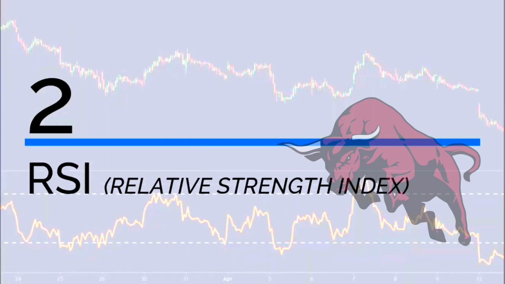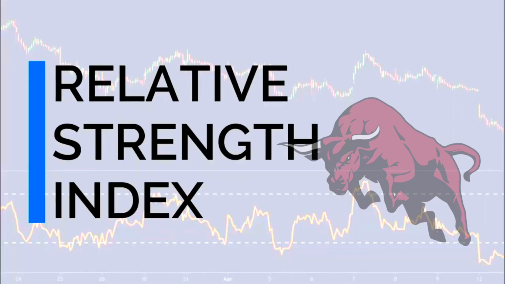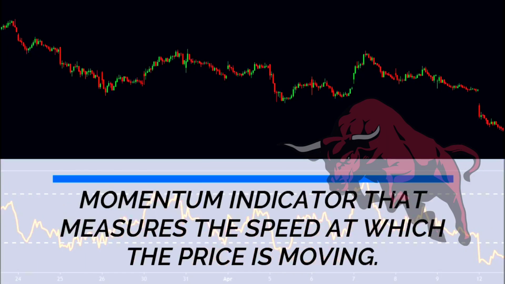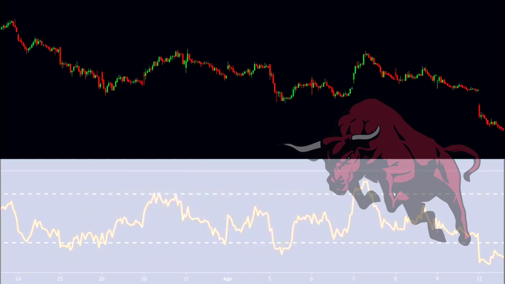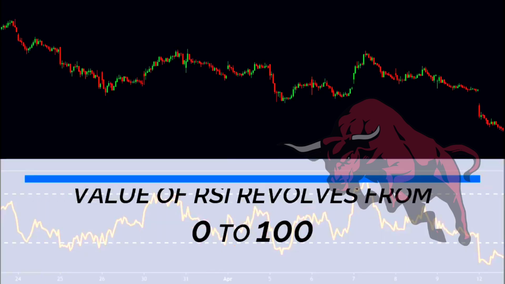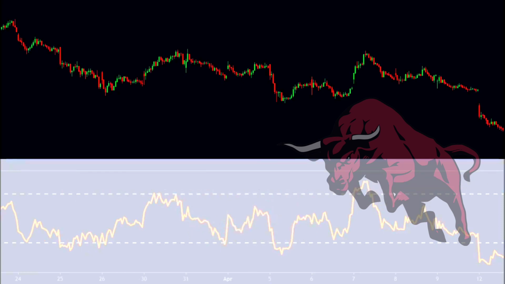Now, let us come to our second indicator, that is the RSI indicator. The RSI stands for Relative Strength Index. The RSI is a momentum indicator that measures the speed at which the price is moving. The RSI indicator is an oscillator. This means that the value of the RSI revolves from 0 to 100.